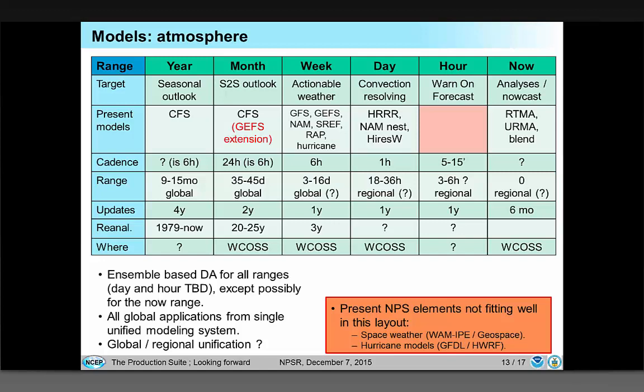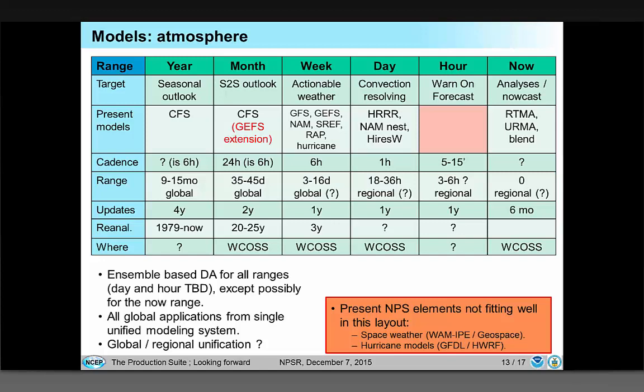Yeah, we are. If you've seen some of my previous versions of this, this was only looking at the left side. I foresee us having a unified global coupled modeling system where the year, month, and week are applications of the same software package, but in such a way that we may switch off or on bits and pieces of coupling as they are relevant or not. And no, this is not just modeling. This is also for DA.